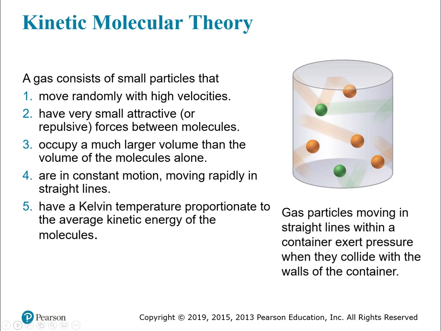A gas consists of small particles that are in constant motion and moving rapidly in straight lines. So again, gases are always moving, and they move in straight lines. They have a Kelvin temperature, remember Kelvin, it's one of our temperature scales, proportionate to the average kinetic energy of the molecules. So in this chapter, whenever we talk about temperature, all of the equations that we're using, you must use Kelvin. I'll remind you of how to go from Celsius to Kelvin when we talk about temperature a little bit later.